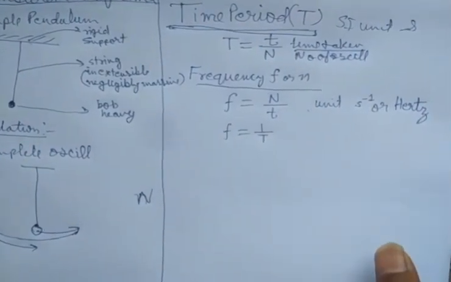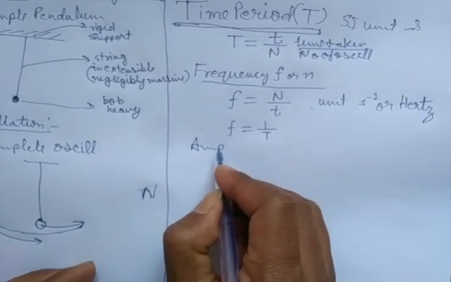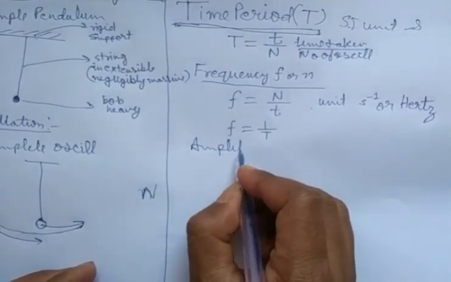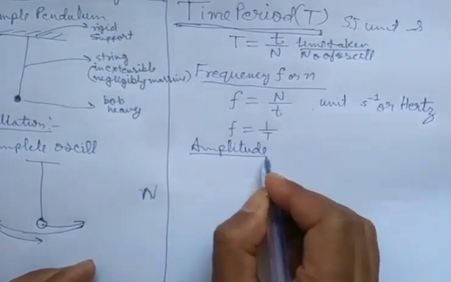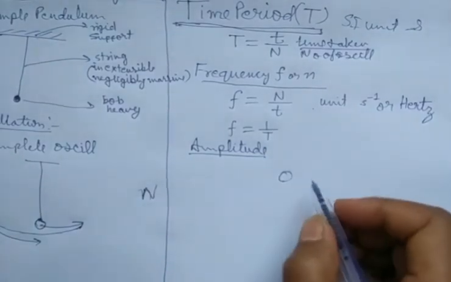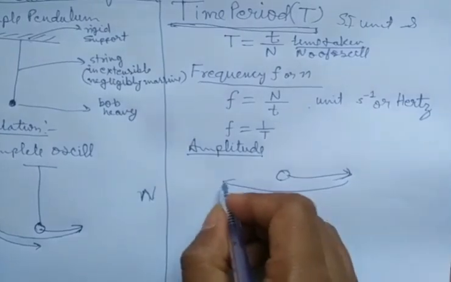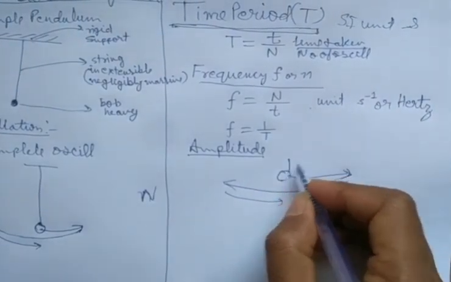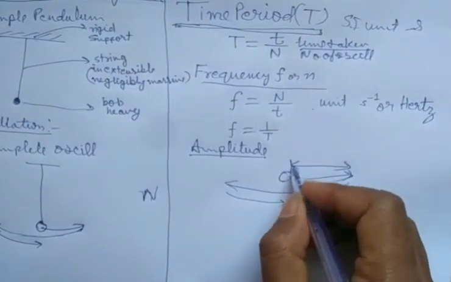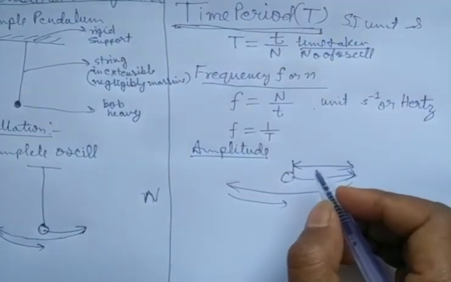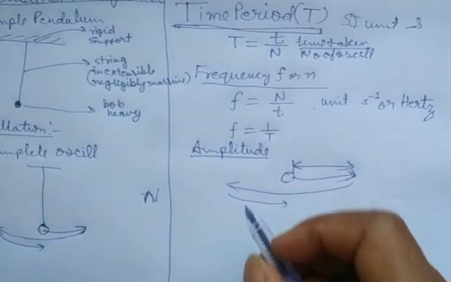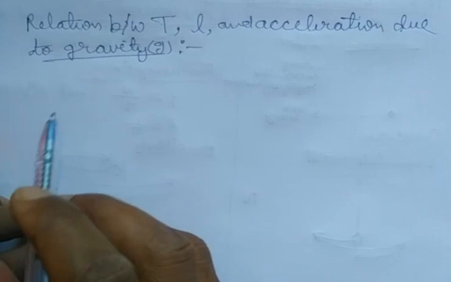Then comes amplitude. Amplitude is maximum displacement from mean position. That is, if it is the bob, it has gone this extreme position to this extreme position, then mean position. So this distance from mean position to extreme position is called amplitude. Okay, next, the big one.